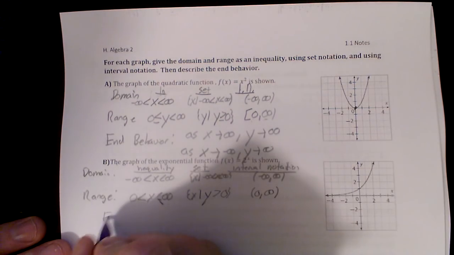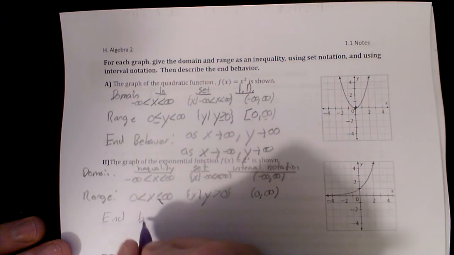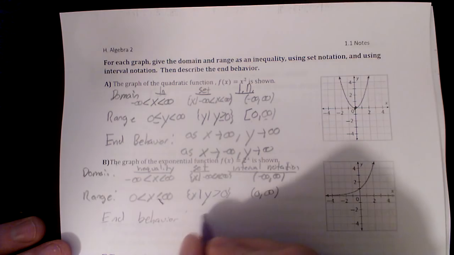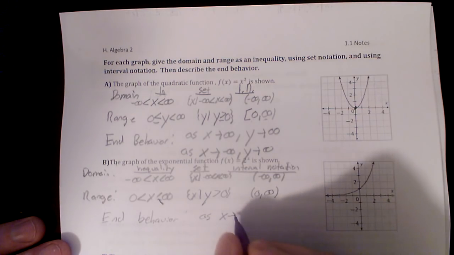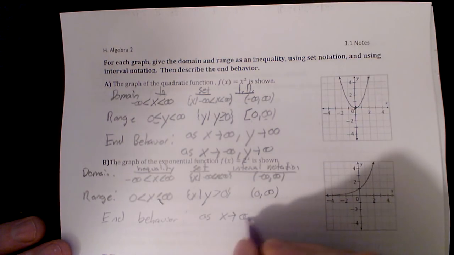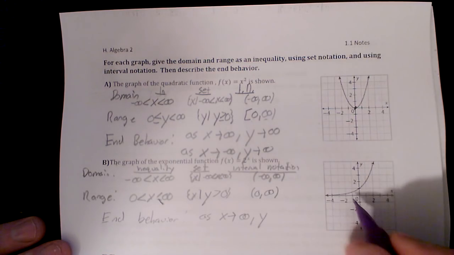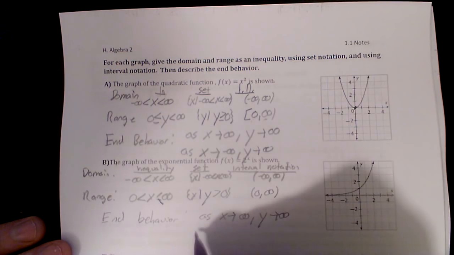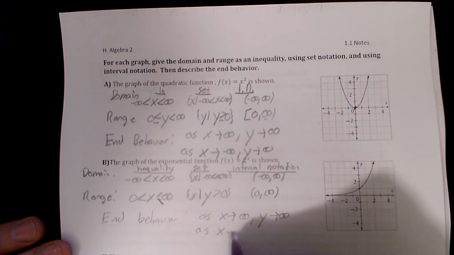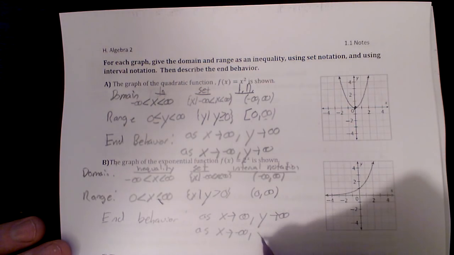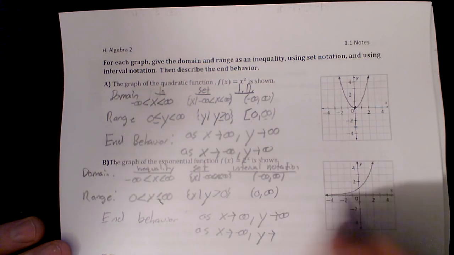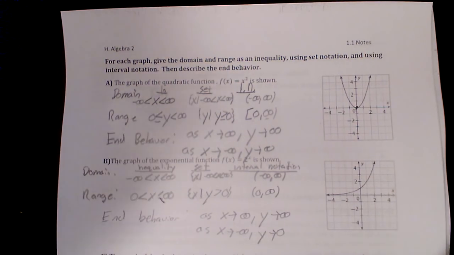Let's talk about our end behavior. We're almost there. All right, so here we go. As x approaches infinity, let's see what y is doing. Y looks like it's going up. Y approaches infinity. Let's get the other way. As x approaches negative infinity, well, y, it looks like it's going to what value? It's not going down to negative infinity, right? It only drops down to about 0.